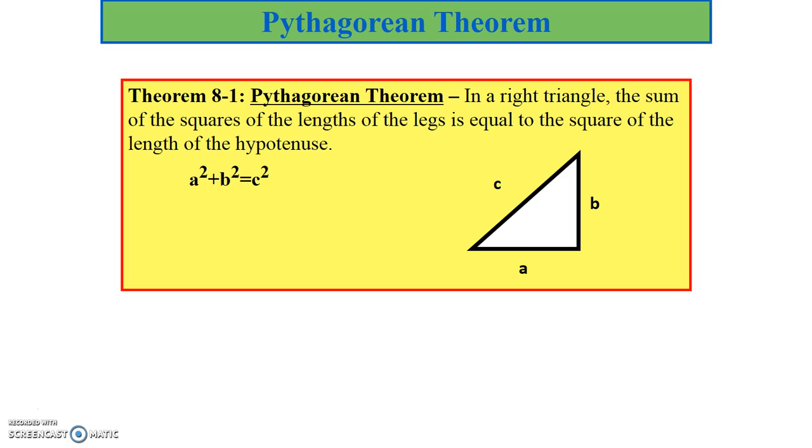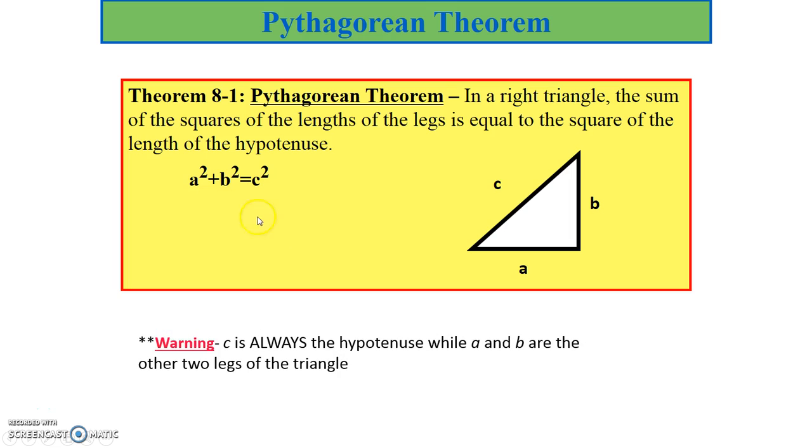Alright, anyway, Theorem 8.1, Pythagorean Theorem. Basically, a squared plus b squared equals c squared. So in a right triangle, the sum of the squares of the lengths of the legs is equal to the square of the hypotenuse. A squared plus b squared equals c squared. And again, c is always the hypotenuse.